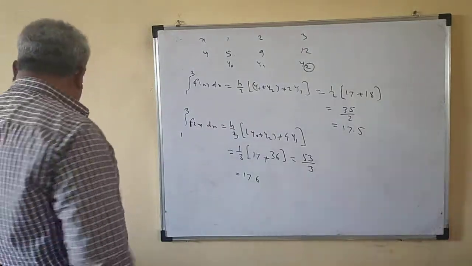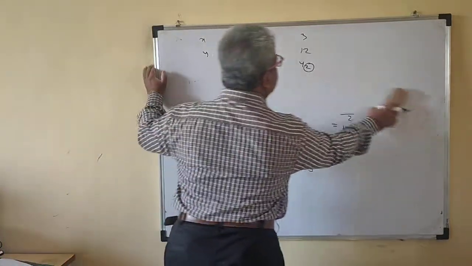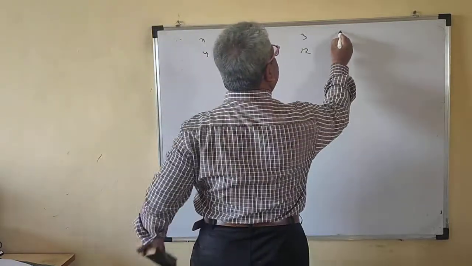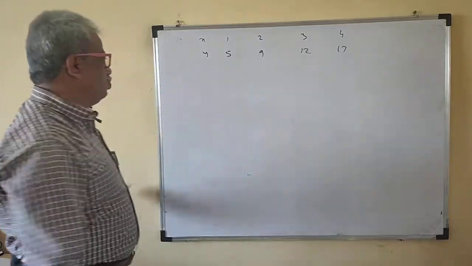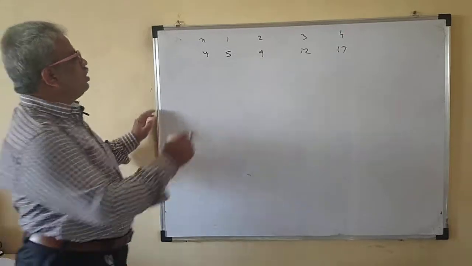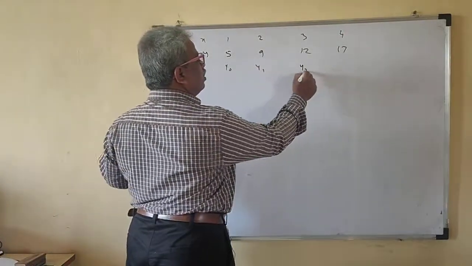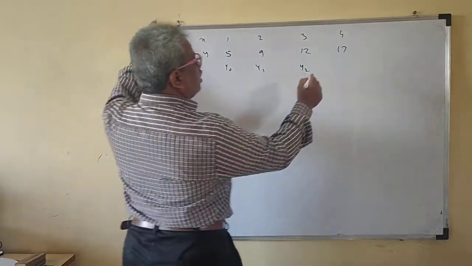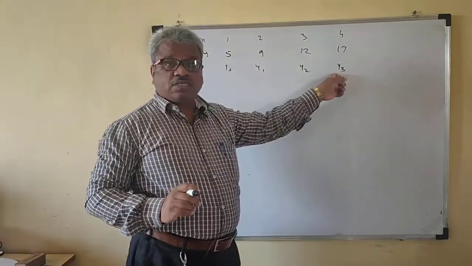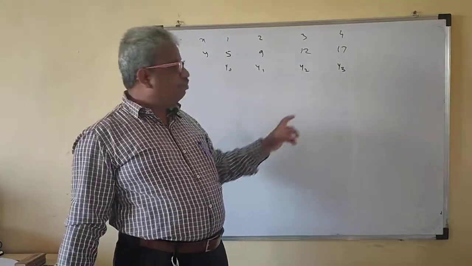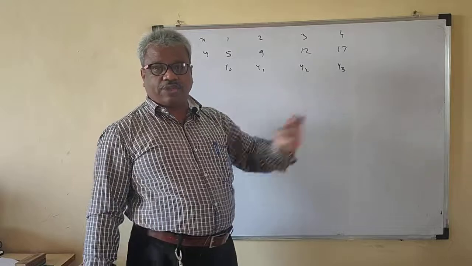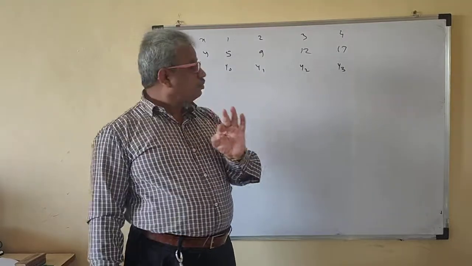So we'll take another problem. Suppose we are given four values, and suppose this is 17. Whatever values are given, no problem. This is your Y0, this is Y1, this is Y2, and this is Y3. Here Simpson's one-third rule is not applicable because the number of intervals is 3, which is not even. So here you can apply only the trapezoid rule and Simpson's 3/8 rule.